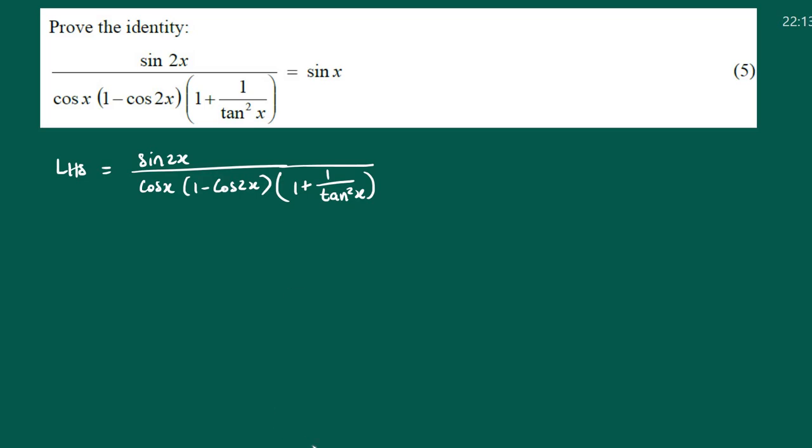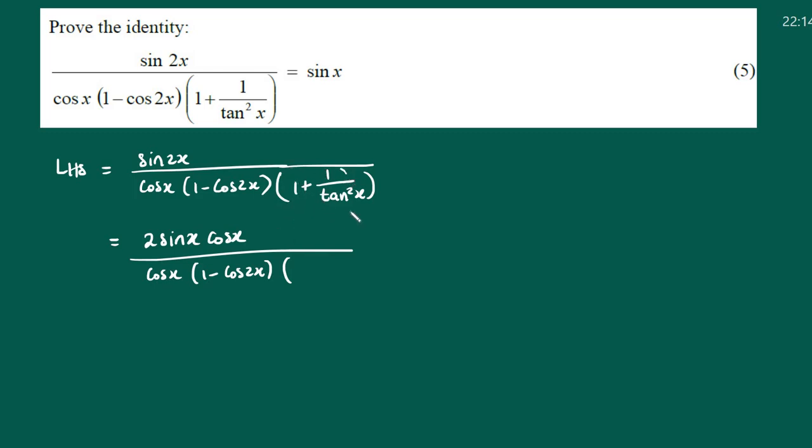So you already know on top that you have sine 2x. You must change that one to what? To 2 sine x cos x, right? Even if you were not able to do others, at least you know you have a mark there, isn't it? Then you have cos x into 1 minus cos 2x. Now, do you see that there is a 1 here?